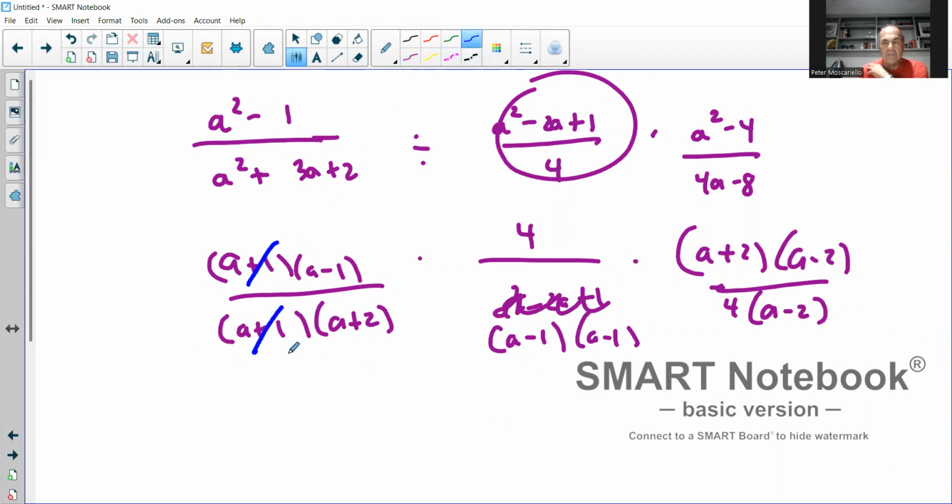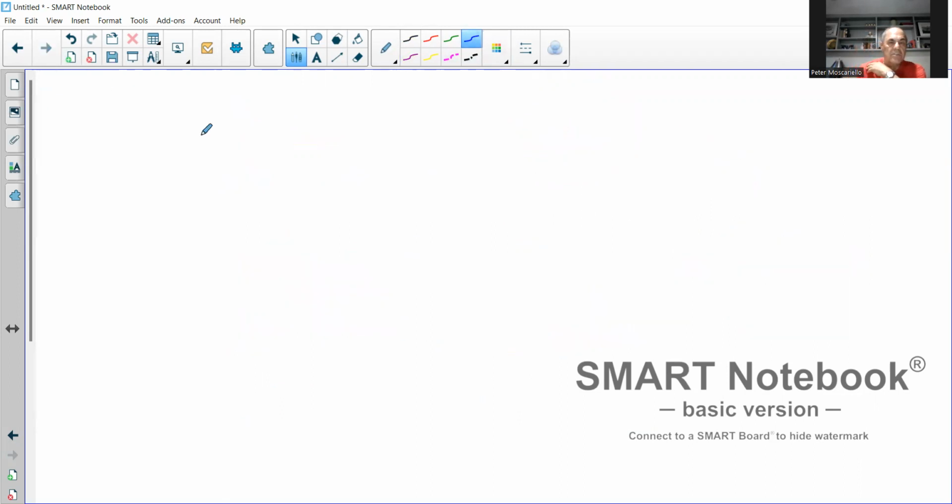A plus 1, A plus 1. A plus 2, A plus 2. A minus 1, A minus 1. A minus 2, A minus 2. Forward and forward. What do we got on top? 1. What do we got on the bottom? A minus 1. How nice is that? All right, how about you try this one?